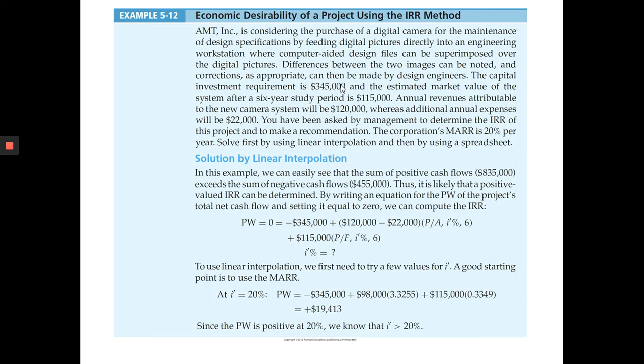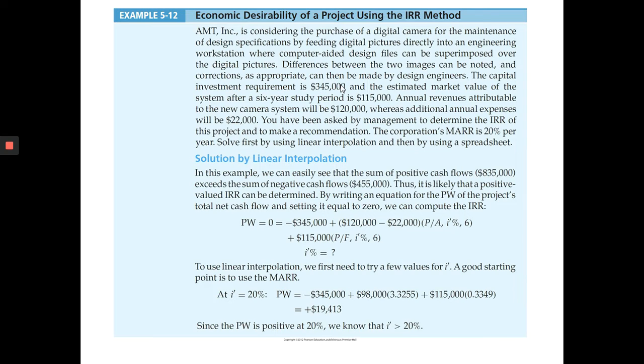You have been asked by management to determine the IRR of this project and to make a recommendation. The corporation's MAR is 20% per year. Solve first by using the linear interpolation and then by using a spreadsheet.